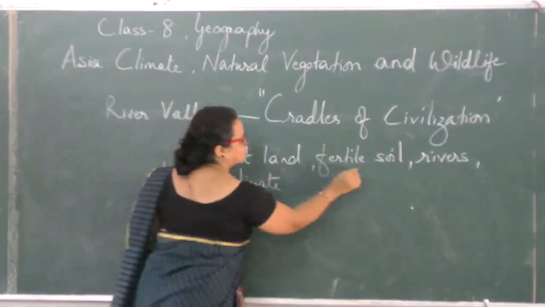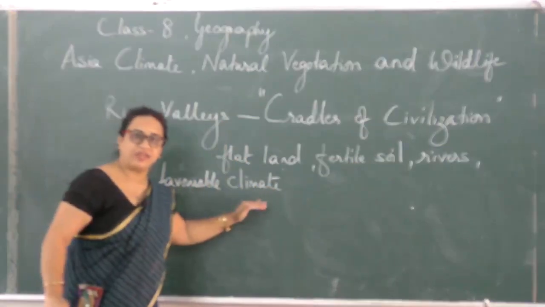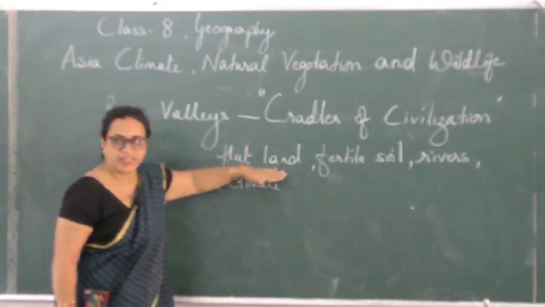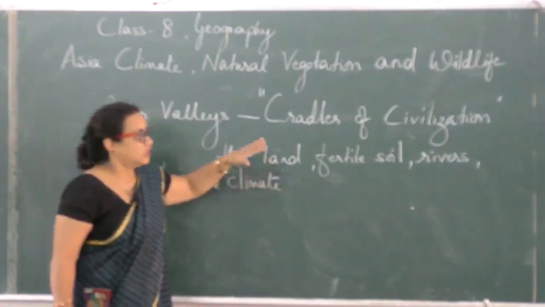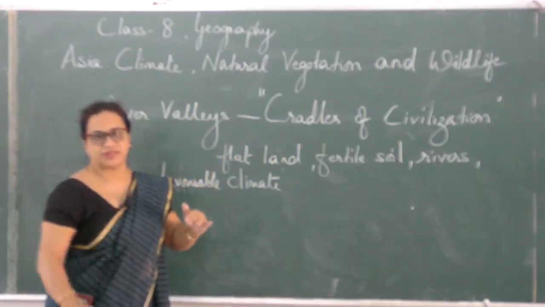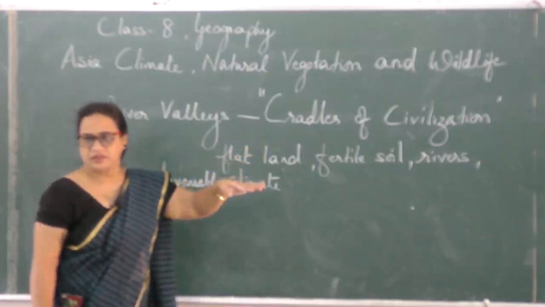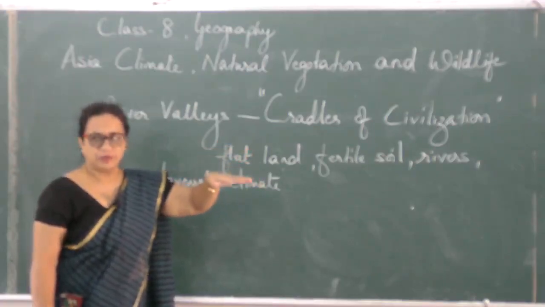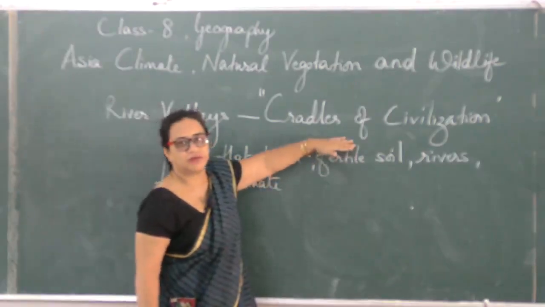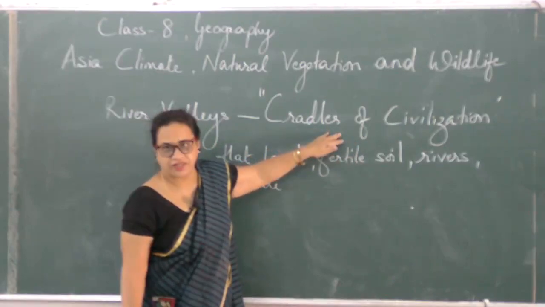So you have 1, 2, 3, 4. Minimum 4 points which are in favor of the river valleys. Because of these 4 very, very important conditions, human beings tend to settle down on the river valleys. If you go to a hill station, the population is less. Clear? On the plateau, little bit more population is there, but the heaviest, densest population is found on the plains. That is why they are called cradles of civilization.